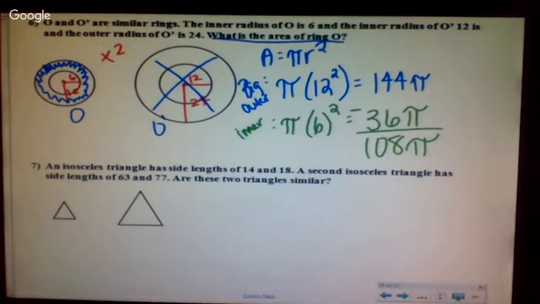I wish. An isosceles triangle has side lengths of 14 and 18. The second isosceles triangle has side lengths of 63 and 77. Are these two triangles similar? Set up a proportion and find out.